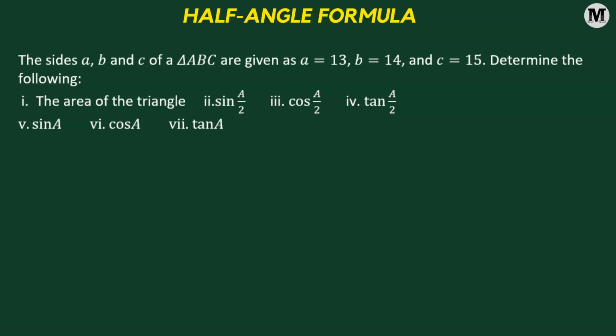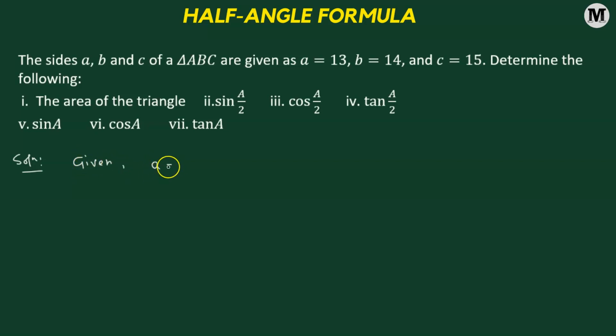The sides a, b, and c of a triangle ABC are given as a equals 13, b equals 14, and c equals 15. We need to determine the following. Okay, let us begin. We'll start by first noting down whatever we're being provided with.